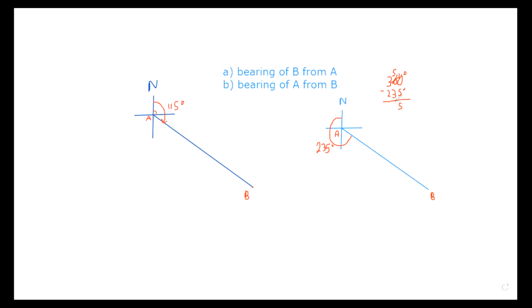Can somebody give me a reason why we should be doing this arithmetic right now? Why are we doing this? And what have we just found? What does this angle represent? What did we discover just now? What did we find? Bearing of B from A equals 125. That is correct. All right, so we were able to find this missing piece.